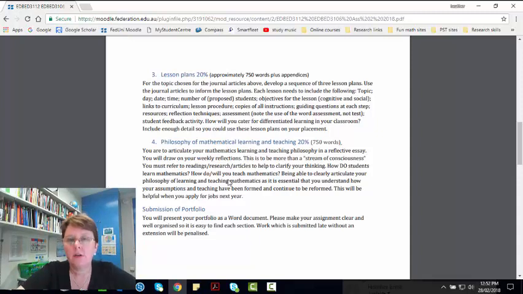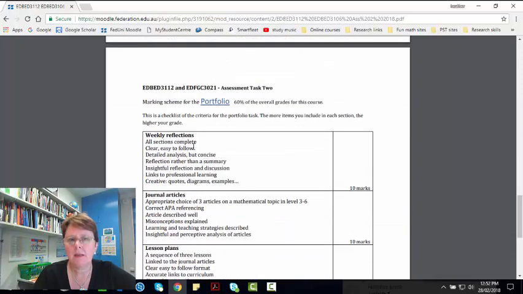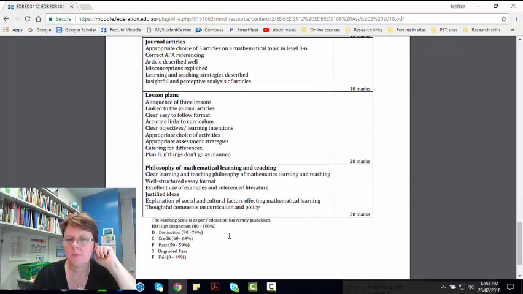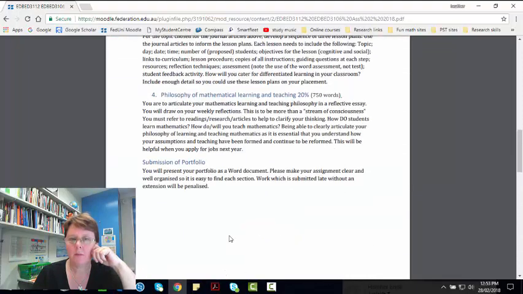So that's the final assessment for learning and teaching of mathematics. And there's some guidelines as to how we're going to mark it. Basically, it's a bit of a different sort of rubric. If I can tick all of these things about your portfolio tasks, then you will get full marks. So hopefully that helps you understand about assignment 2.